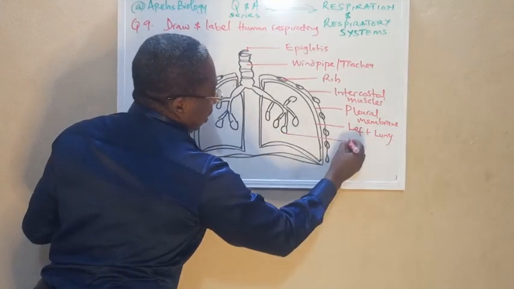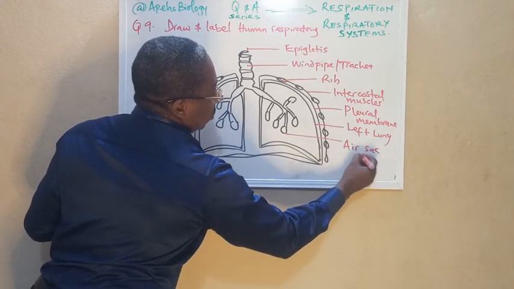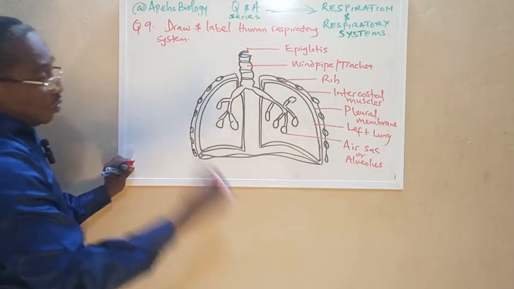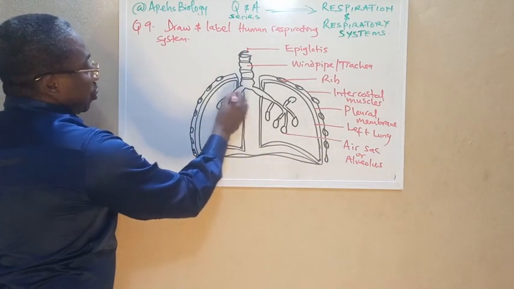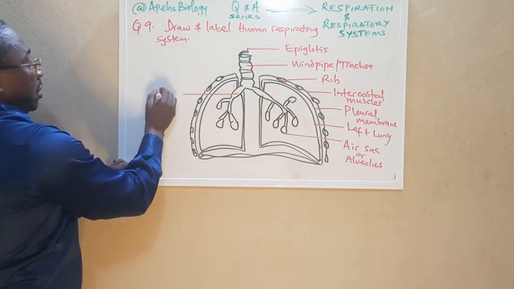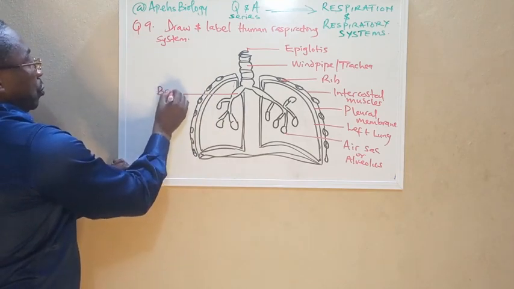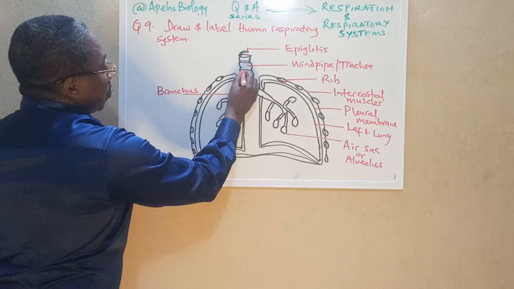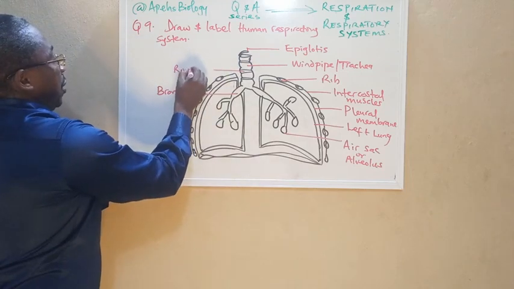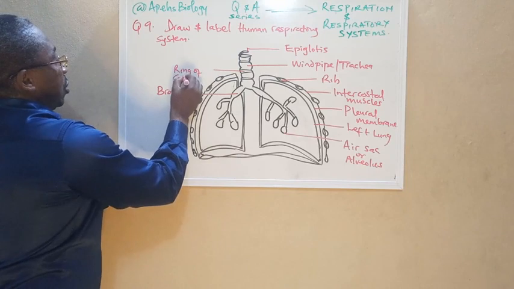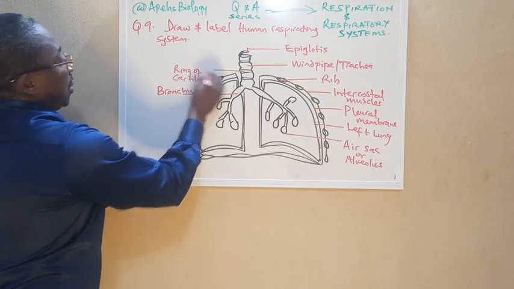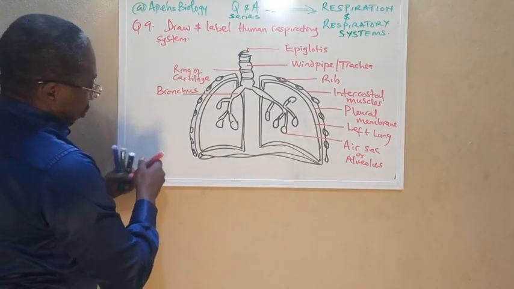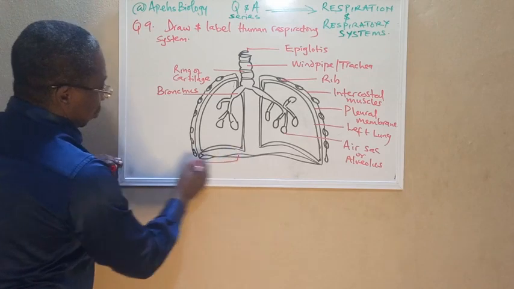These are the air sacs. Air sacs are also called the alveolus. The plural is alveoli. And then this subdivision of the windpipe here is called the bronchus. Bronchus for the singular, right? And then do not forget to show this as the ring of cartilage, right? Ring of cartilage.